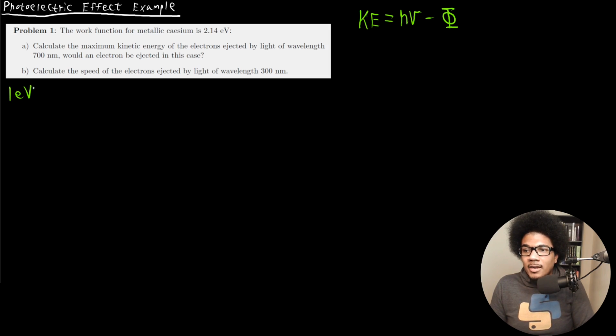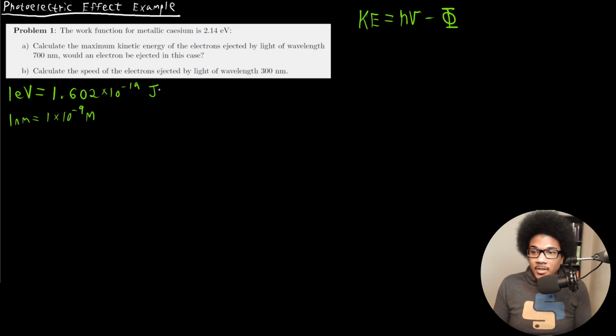So 1 electron volt is equal to 1.602 times 10 to the negative 19 joules. And for nanometers, 1 nanometer is equal to 1 times 10 to the negative 9 meters. So we're definitely going to need these two conversions. We want to convert that work function from eV to joules, and we want to convert all of the wavelengths of light that we have from nanometers to meters. So we're going to need to use these two conversions.